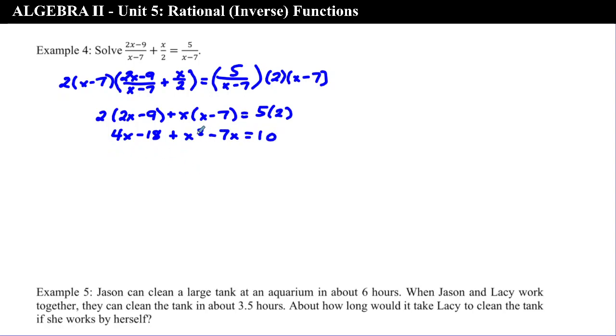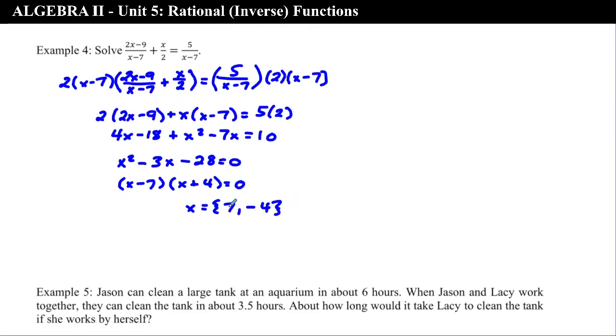Now you notice we got a square term, so we want to get everything on one side. So let's lead with the x squared. We have a 4x minus a 7x, so that gives us negative 3x. And then negative 18, subtract the 10 from it, you get negative 28. And then we see if we can factor it. And as it turns out, we can. We get x minus 7 times x plus 4. So our values for x are going to be -7, or I should say +7 and -4.